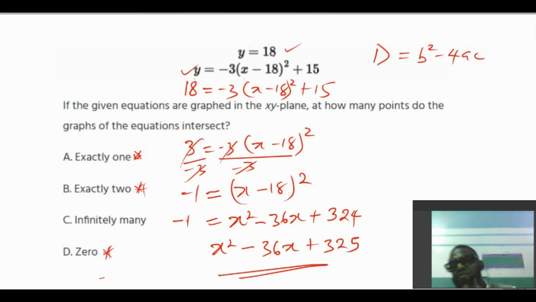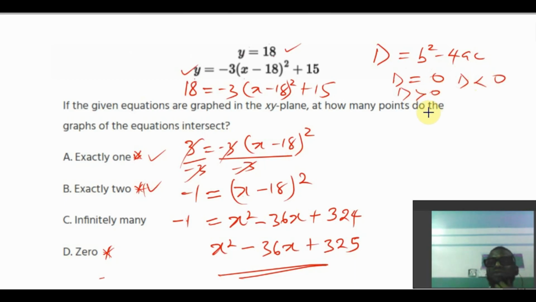So if the discriminant D is equal to 0, I will have only 1 point. But if D is greater than 0, I will have exactly 2 points. But when D is less than 0, I will not have any point of intersection at all.